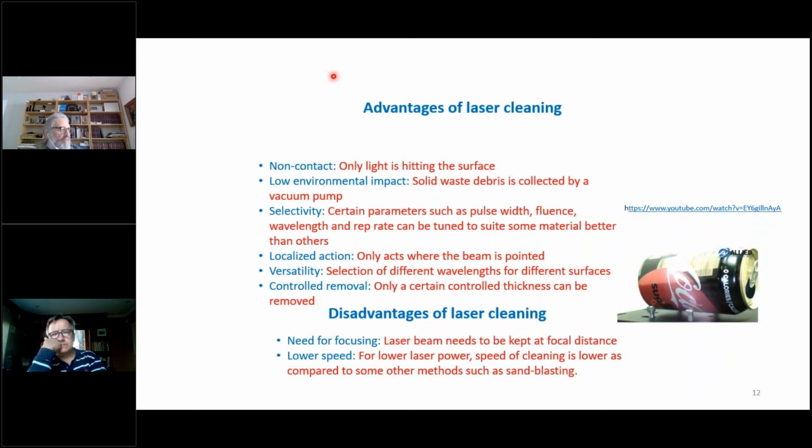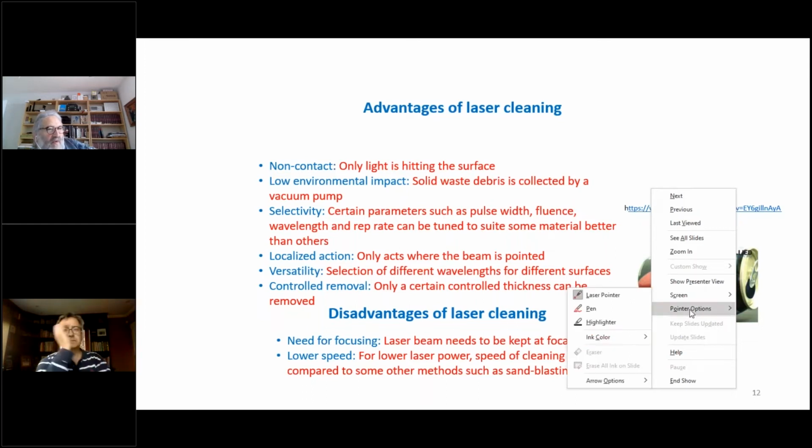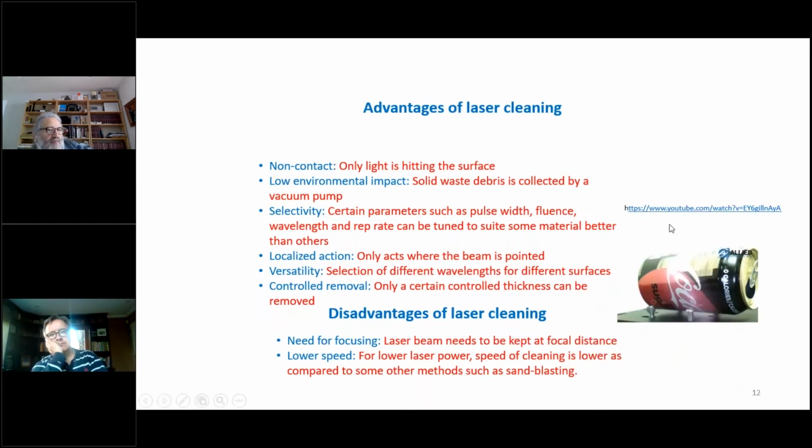Another great advantage of laser cleaning is its selectivity, because you can adjust the pulse energy and other parameters such as width, fluence, and so on to basically remove some kind of paint, but not the other. And I will show you a video of this Coke Zero can here, and that will become more clear. Plus, you have localized action, versatility, and controlled removal. So let's look at this video together so we understand what selectivity means.